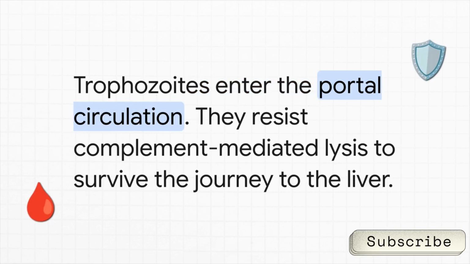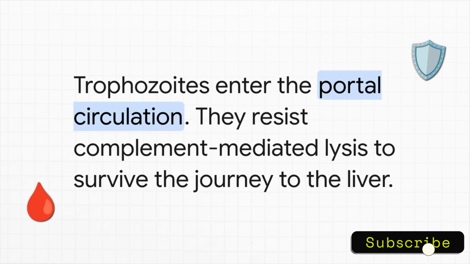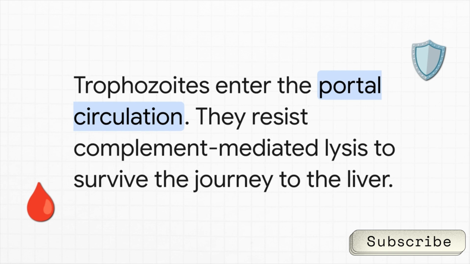And now, for the great escape. To get to the liver, these trophozoites have to get into the bloodstream. They chew through the tissue until they hit a blood vessel, and then boom, they're in the portal circulation. You can think of this as a direct highway leading straight to the liver. And what's really clever, and kind of scary, is that they have ways to fight off our body's own defense system, the complement system, so they can survive the journey.